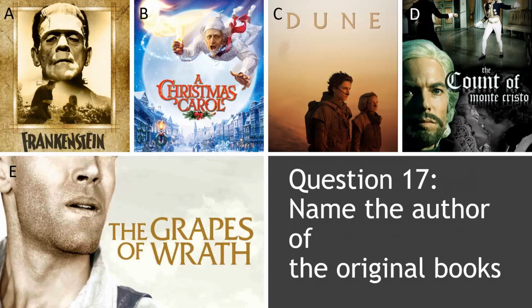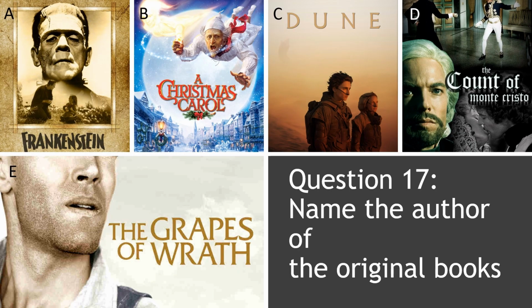Question 17, name the author of the original books. So we start with Mary Wollstonecraft Shelley, and then B, Charles Dickens for Christmas Carol, Frank Herbert for Dune, Alexandre Dumas for Count of Monte Cristo, and then John Steinbeck for The Grapes of Wrath.